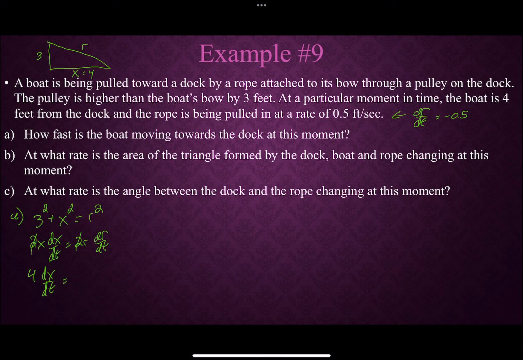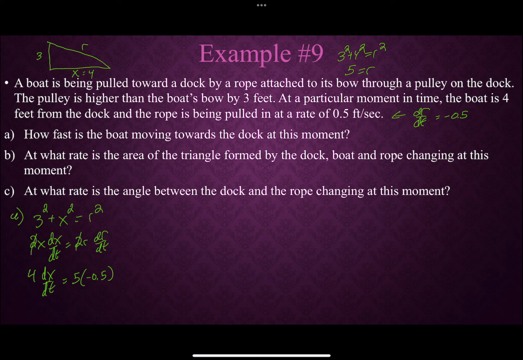Now the rope, we don't know what that is, so we have to go back to the original equation. If x is 4, 3 squared plus 4 squared is r squared. And you should again recognize your Pythagorean triple, r is 5. And again, we have a negative 0.5 there for our dr/dt.